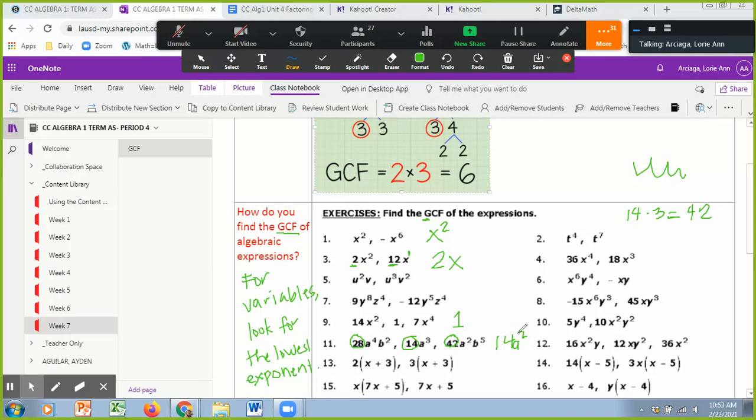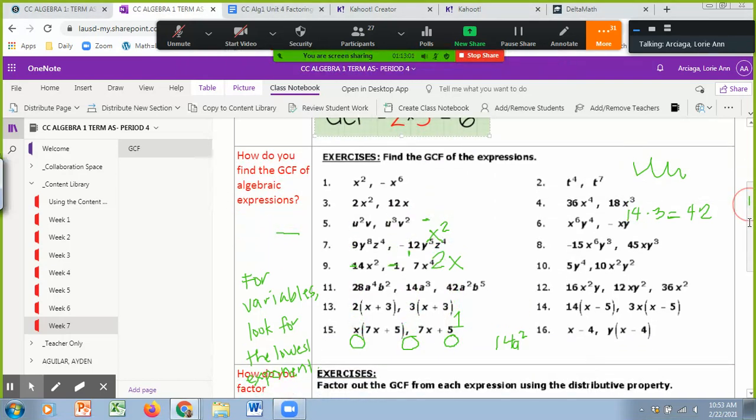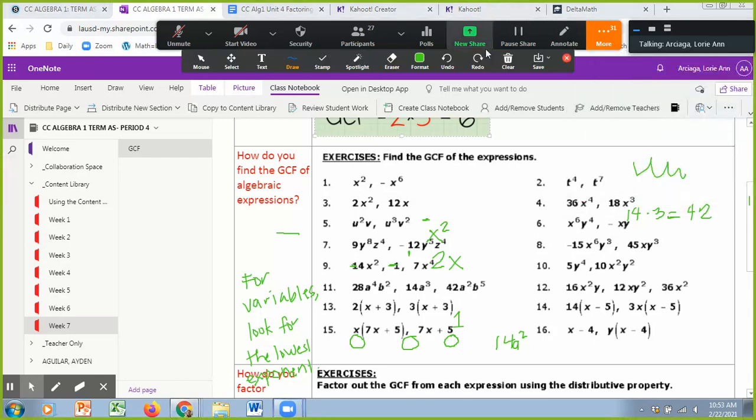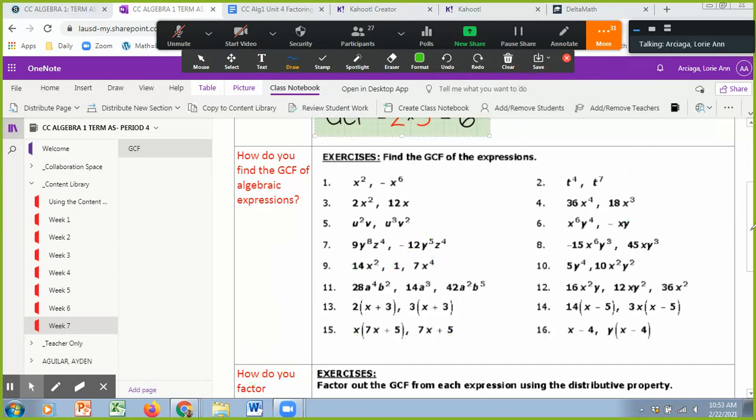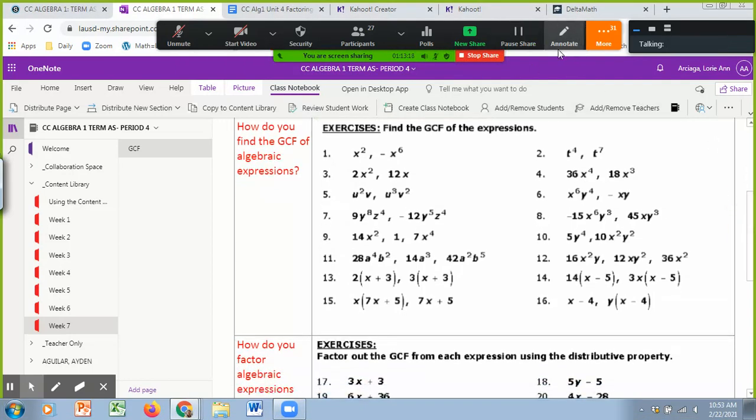Okay, so now let me show you some examples. What if I have to clear this ink? Annotate, clear. Clear all my drawings. Okay, so now let's try what if it looks like number 13. How will you do that?